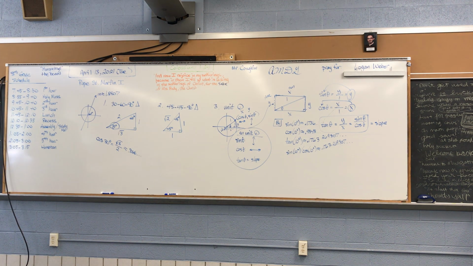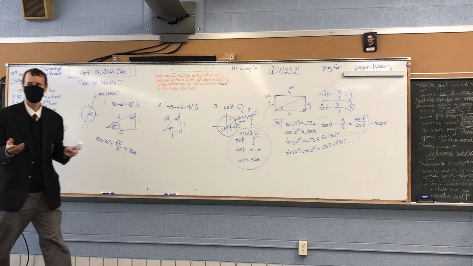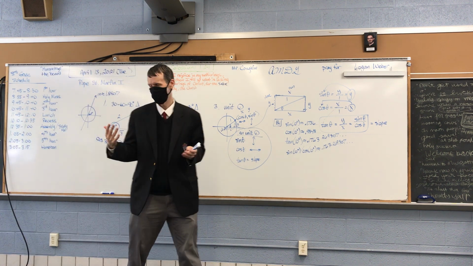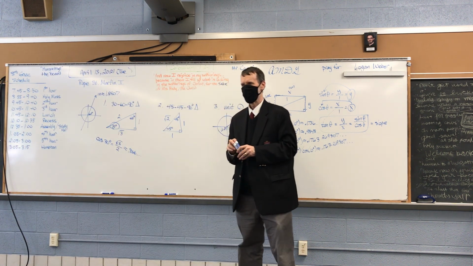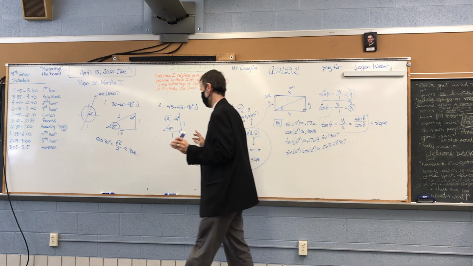It's just we don't know it. But that's radical 3 over 2. It's the positive square root of 3 divided by 2. It's an actual number. Does that make sense? What do you need to know about all this?